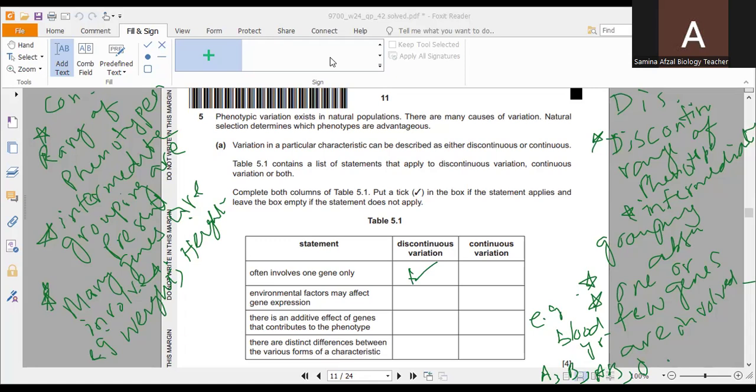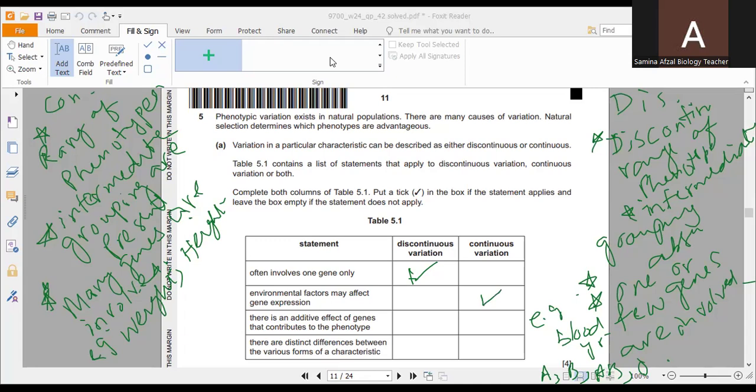Next, environmental factors may affect gene expression. In discontinuous variations, as ABO blood groups are an example, no environmental factor will affect the blood group. For example, if mother and father have blood groups A and B, the child will have the blood group according to the combinations which occur during the process. But during continuous variations, environmental factors are also involved. So we will put a tick over here.